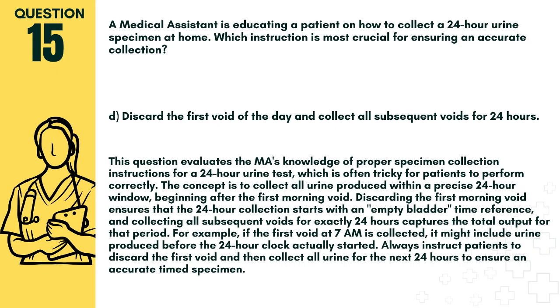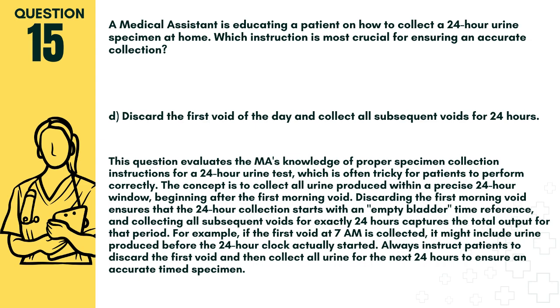Answer: D. Discard the first void of the day and collect all subsequent voids for 24 hours. This question evaluates the MA's knowledge of proper specimen collection instructions for a 24-hour urine test, which is often tricky for patients to perform correctly. The concept is to collect all urine produced within a precise 24-hour window, beginning after the first morning void. Discarding the first morning void ensures that the 24-hour collection starts with an empty bladder time reference, and collecting all subsequent voids for exactly 24 hours captures the total output for that period.